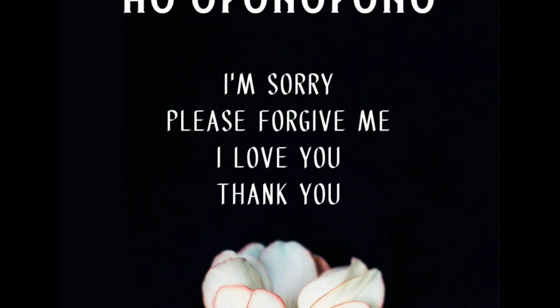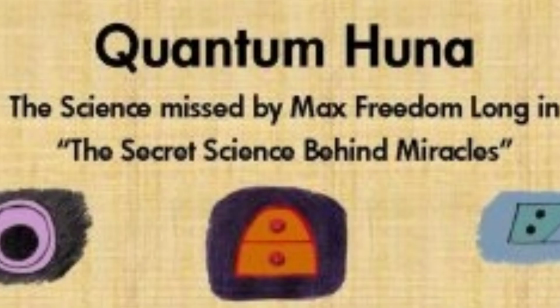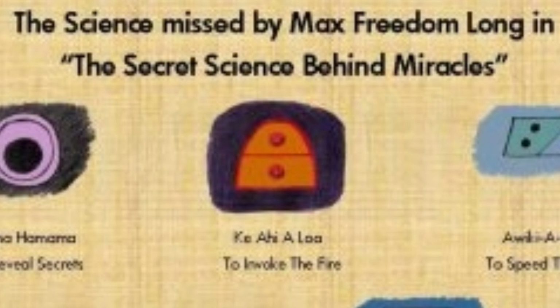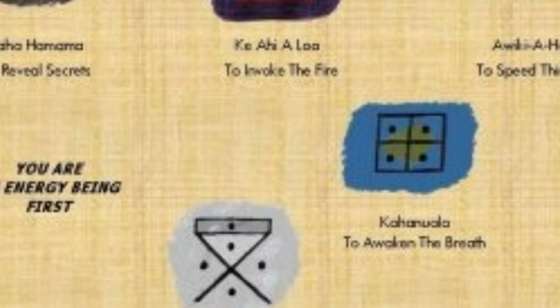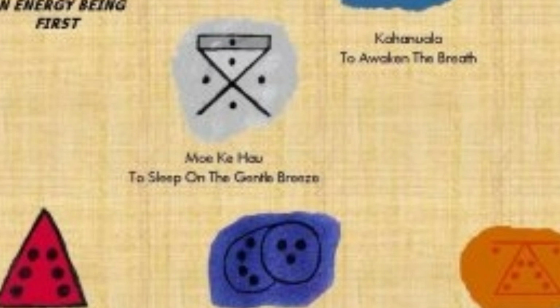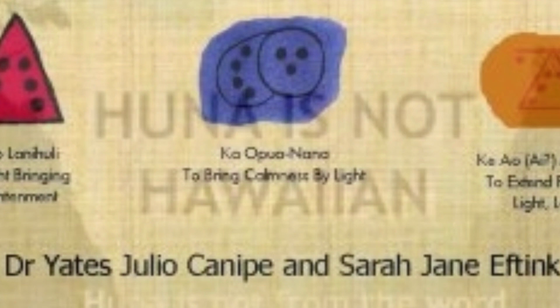New Agers have long found Hawaii to be a repository of metaphysical knowledge. In the 1930s, Max Freedom Long, who is not Hawaiian, developed a series of teachings called huna, which means secret in Hawaiian. It is saddening and maddening to see seminars and products being sold worldwide which have little or nothing to do with actual Hawaiian cultural practices.